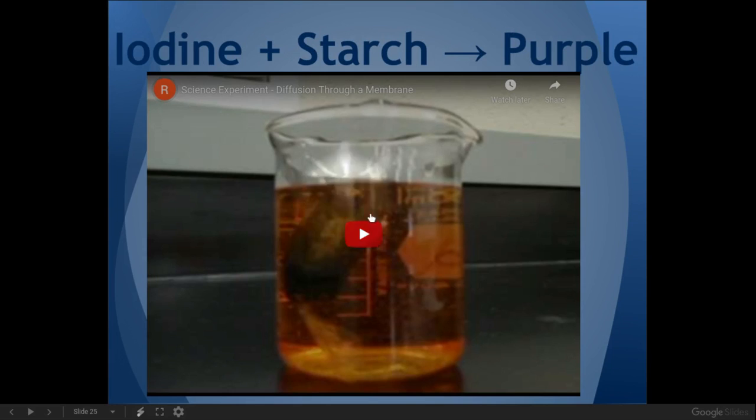An interesting experiment is done with diffusion through a membrane using iodine and starch. Now, the first thing about iodine is that iodine, when mixed with starch, remember starch we talked about in the past was a polysaccharide, and it's found in plants. It's an energy storage carbohydrate in plants. It's found in potatoes, found in bread. But if you mix iodine with starch, you get a purple color. So let's just see what we have happening here.